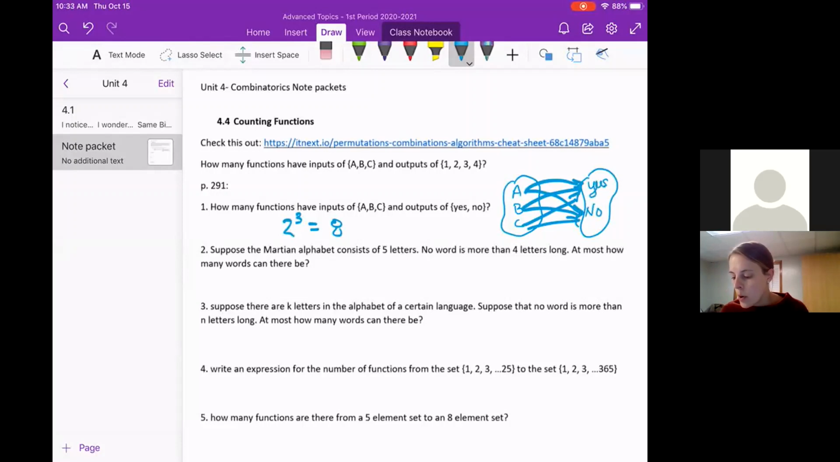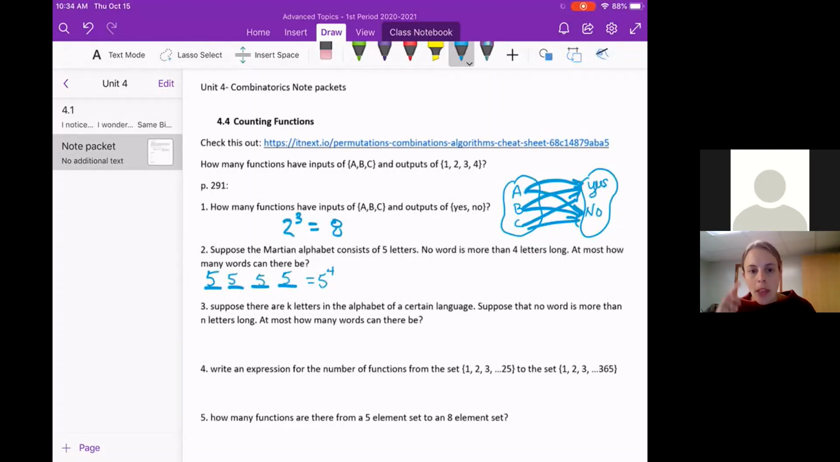Question 2 says, suppose that a Martian alphabet consists of 5 letters. No word is more than 4 letters long. At most, how many words can there be? So this one's a little bit trickier. Let's just talk about if you for sure wanted to guarantee that you had 4 letters. So 1, 2, 3, 4 letters that you're going to fit in. You would have 5 different letters that you could put in each of those spots. So this is 5 to the 4th.